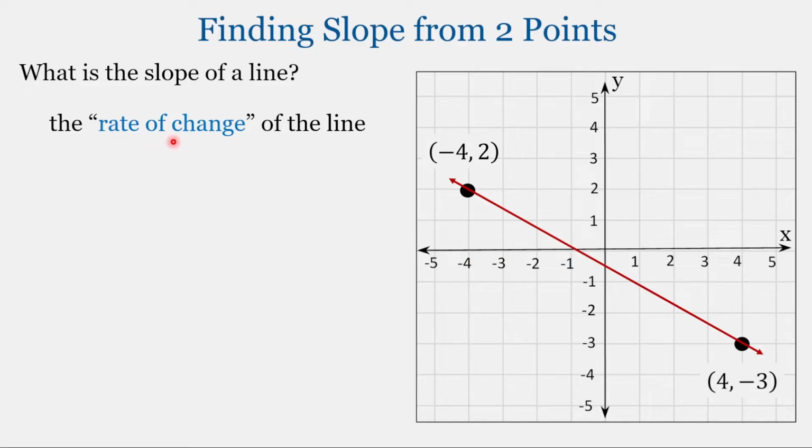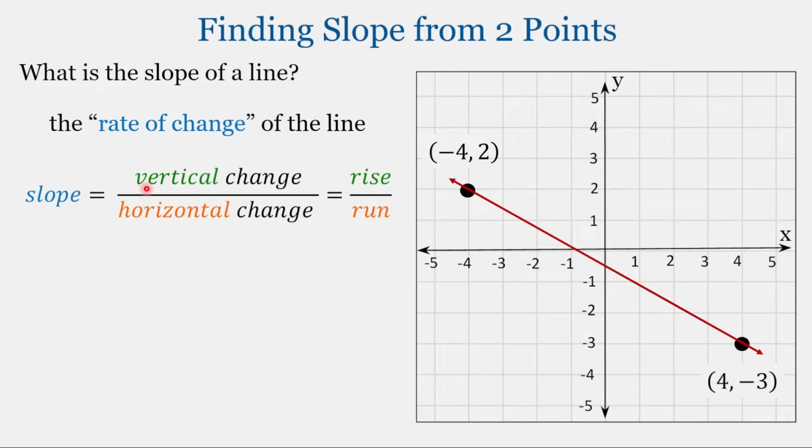Well, the slope is the rate of change of the line. And the rate of change is the ratio of two things that are changing. In this case, we're looking at a vertical change, or rise, and the rise is how much this line moves up or down compared to the horizontal change, or run. And the run is how much this line moves left or right.